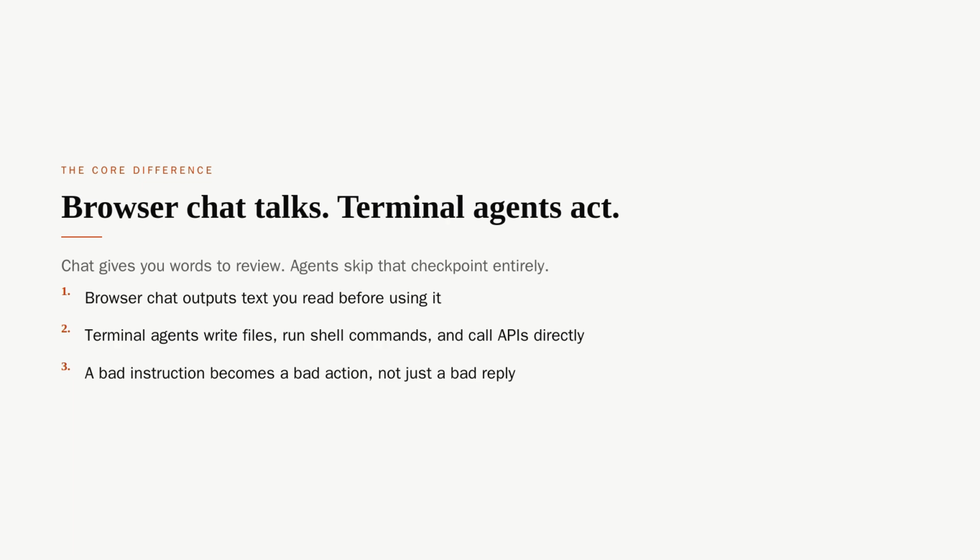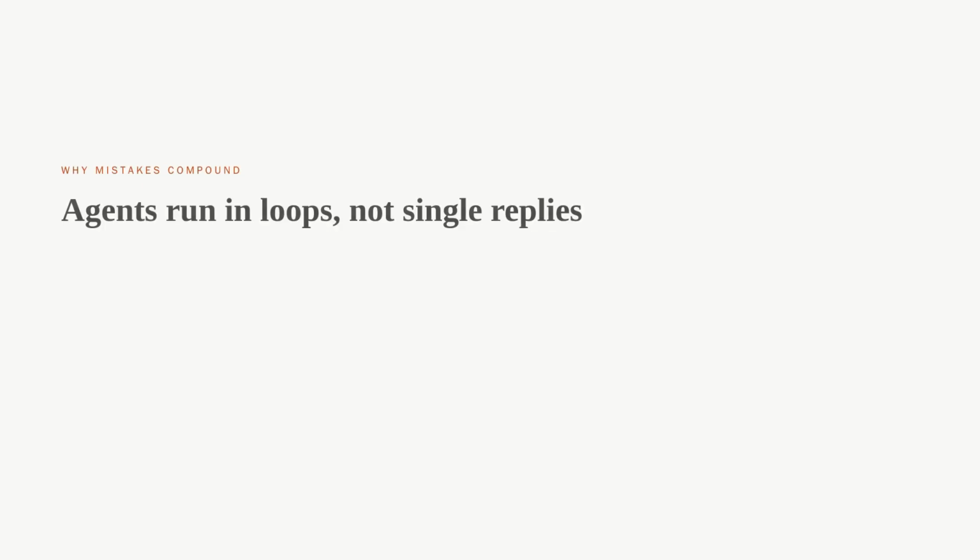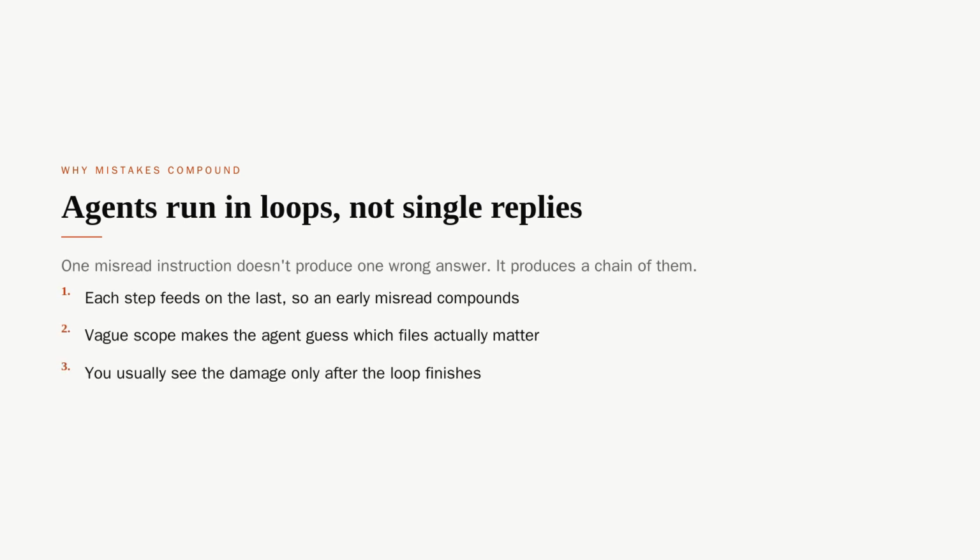Terminal agents don't answer once and stop. They run in a loop. Read your prompt, decide on a step, execute it, read the result, then decide the next step. That loop can repeat 10 or 12 times before it hands control back to you. If your first instruction was fuzzy, every step after it inherits that fuzziness, and you usually don't notice until the whole loop is done. 12 or more tool calls, file reads, edits, and shell commands is a normal count for a single task once an agent starts working.